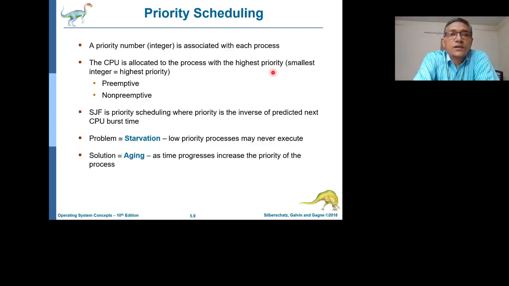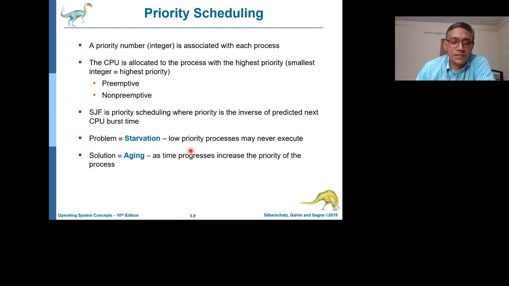Next is the priority scheduling algorithm. A priority number will be associated with each process in priority scheduling. Here also there are two possibilities: it can be either preemptive or non-preemptive priority. Now, if the priority value is small, then we will consider it as highest priority. There is a problem called starvation that might occur in priority scheduling. Starvation is where lower priority processes may never execute.